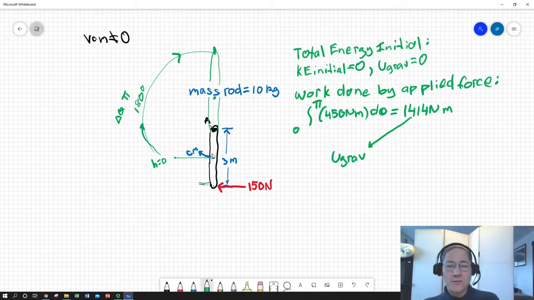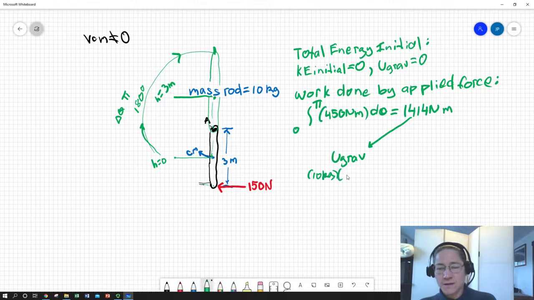We're going to lift that center of mass from its reference position to h equals 3 meters. So we have 1.5 plus 1.5 is 3 meters. So that's going to basically be mgh. So we'll have 10 kilograms times g, 9.81 meters per second squared, times 3 meters. So that's how much we're going to lift it. And that comes out to 294.3 Newton meters.